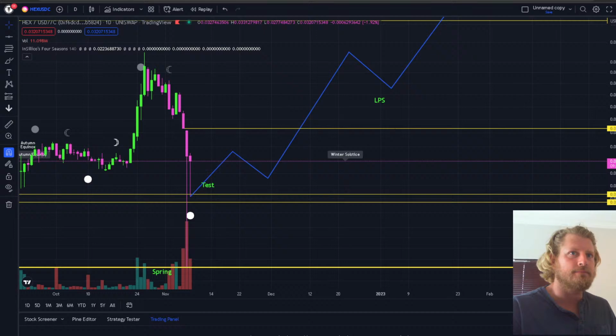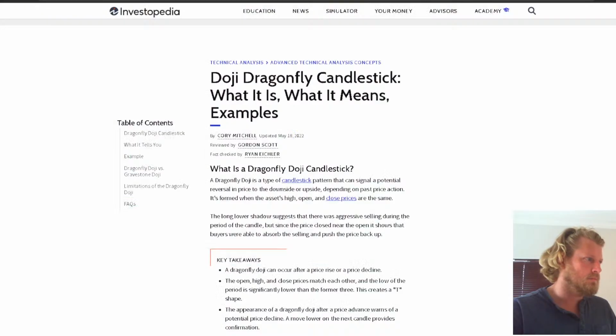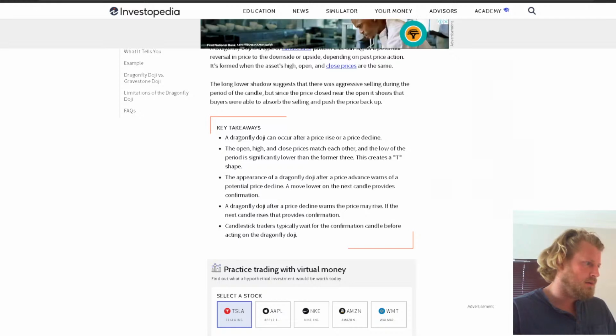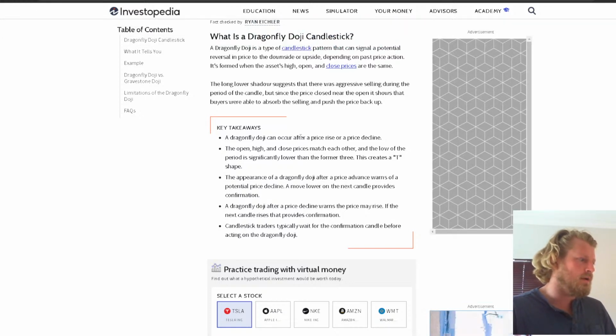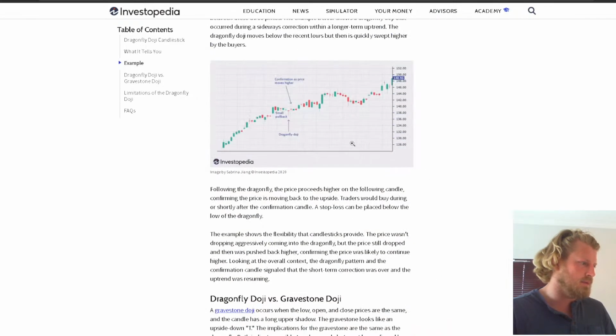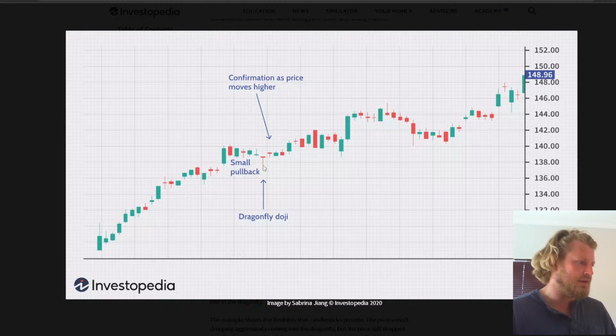Dragonfly. Investopedia: A Dragonfly Doji can occur after a price rise or a price decline. Let's see if they've got some images down here. You can see the Dragonfly Doji here, right?